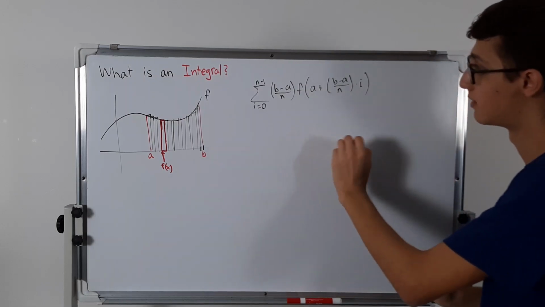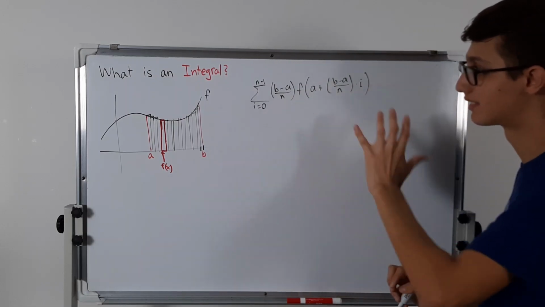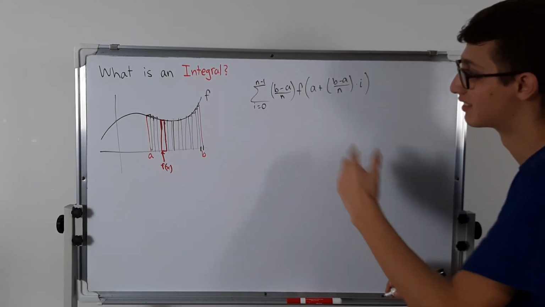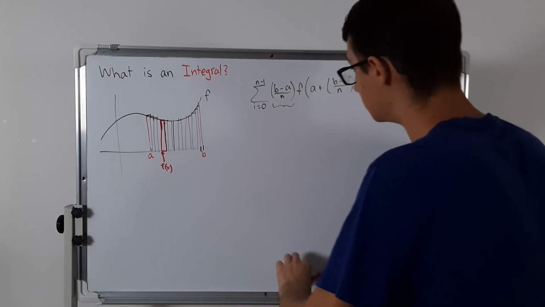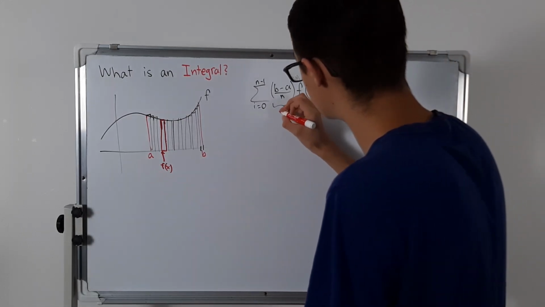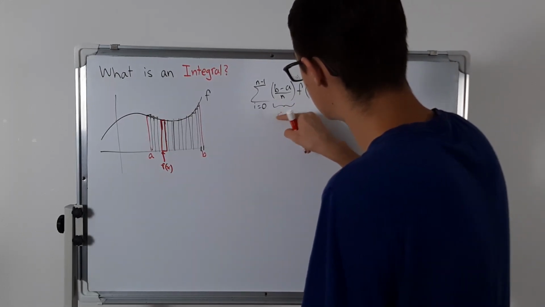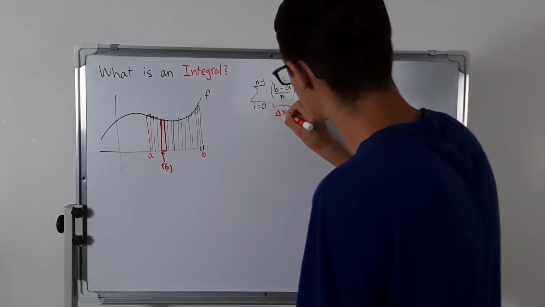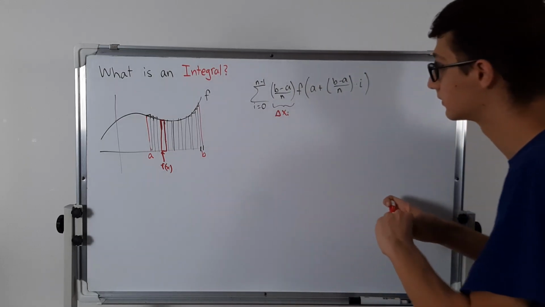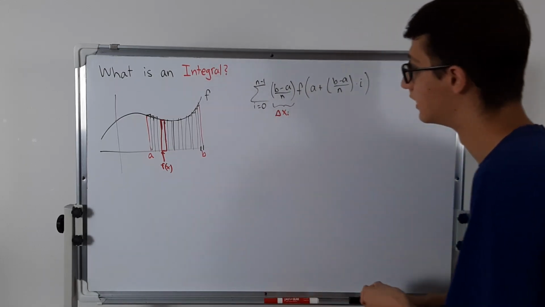So this is what we have, and it's kind of complicated, right? So what we often have is this is abbreviated to delta x sub i. Hold on.